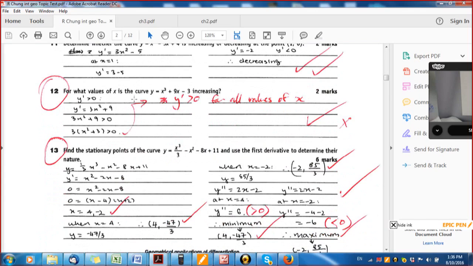Okay, now, for what values of x is the curve y equals 2x cubed plus 9x plus or minus 3 increasing? Yep. Increasing means that the first derivative is greater than 0, right? You got this far, which is perfect, but then you need to go one step further and say, therefore, it's true for all values of x, right? So in other words, you've got to solve that inequality.